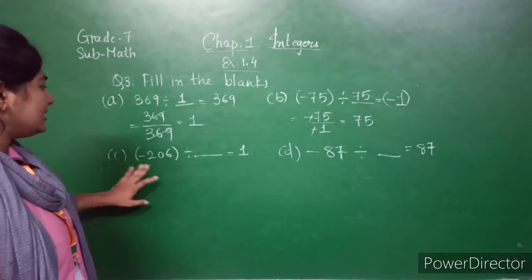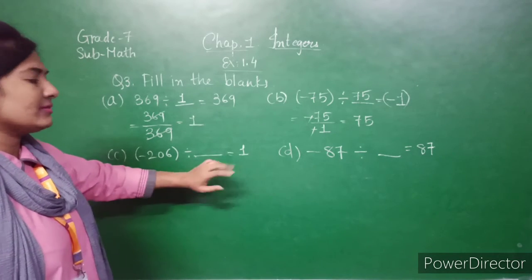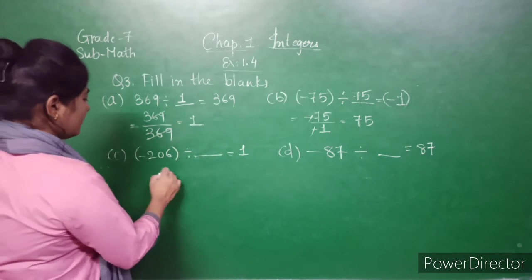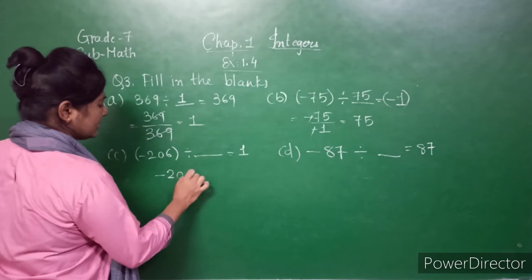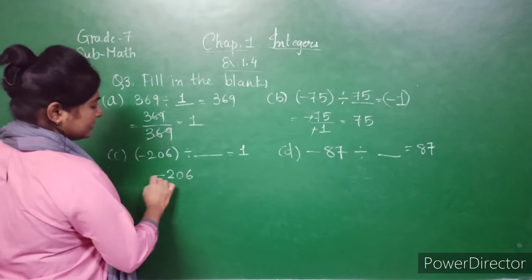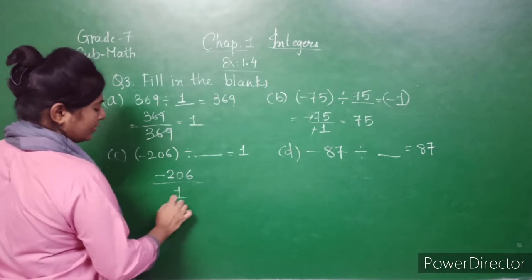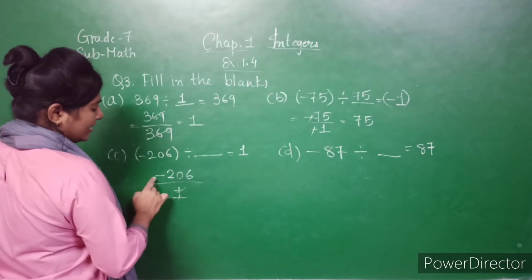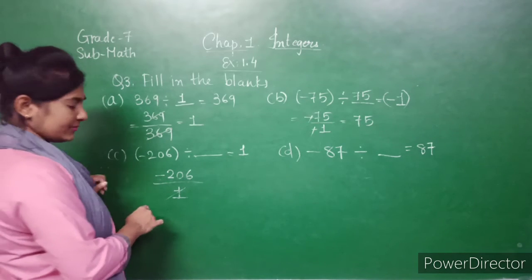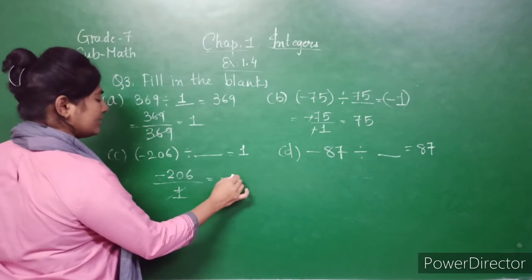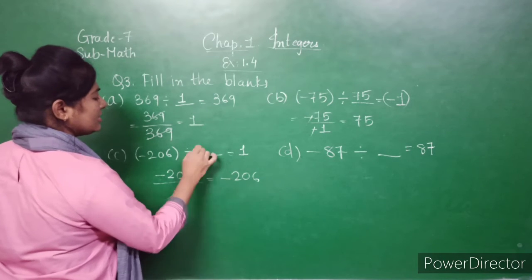Now next is minus 206 divided by dash is equal to 1. So here we have to write minus 206 and it is divided by 1. So here only one minus is there. So our answer is minus 206.